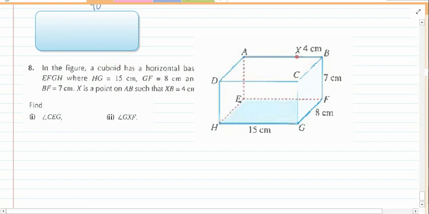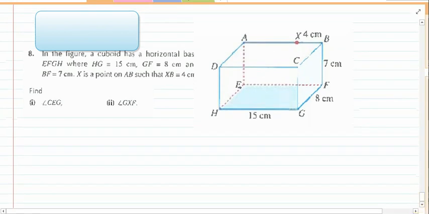In last class we had done question number 5, 6 and 7 of 3D shapes, right? So continuing with the same lecture, it's question number 8 and I have pasted the figure and the question on your screen. In the figure, a cuboid has a horizontal base EFGH where HG is 15, GF is 8, BF is 7, that means the height. X is a point on AB such that XB is 4. You need to find angle CEG.